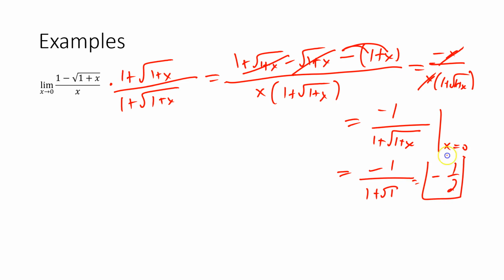Oof. So the root one's a little bit tricky. Got to multiply by a conjugate. Not the most fun, but it doesn't kill you. It's not the end of the world. Okay, so we multiply by the conjugate, and then we just plug it in after we end up canceling that x, and we get negative 1/2 for that limit.